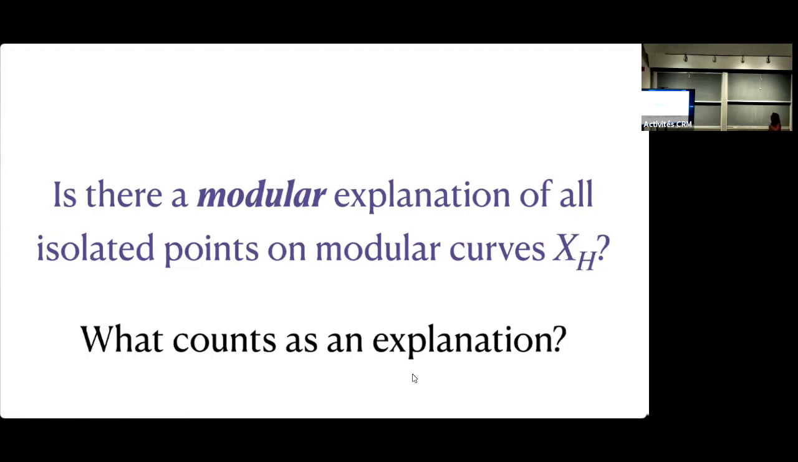I think there might be a modular explanation, but an almost tautological modular explanation. But I think it would be really interesting if there was an explanation that was not as tautological. And I think I'll end here.